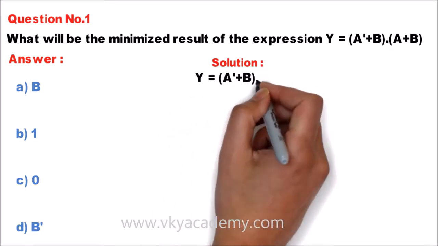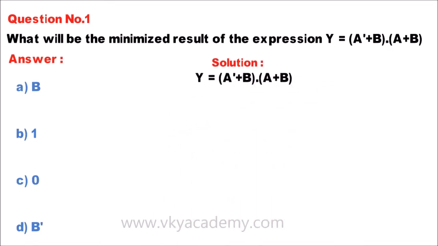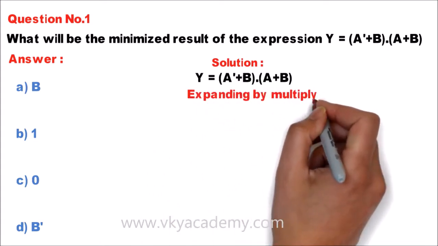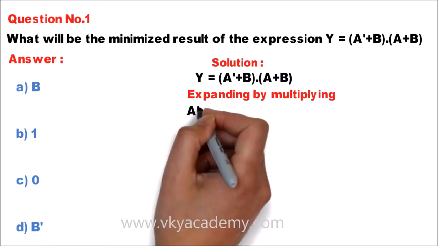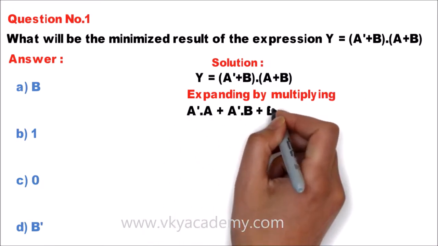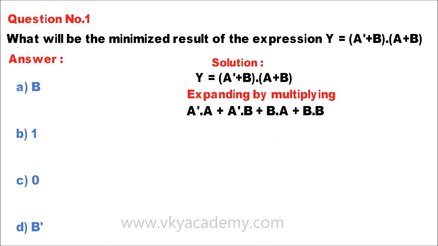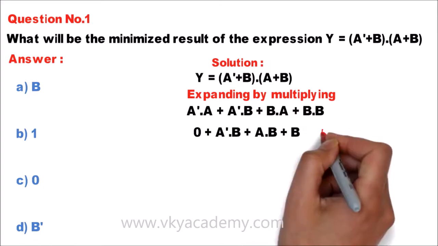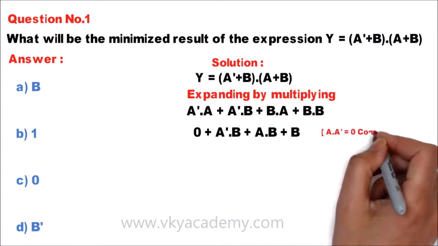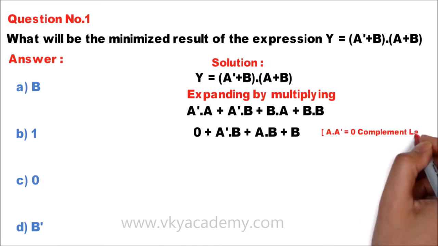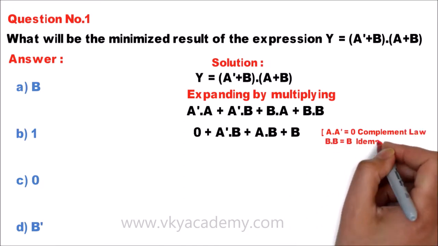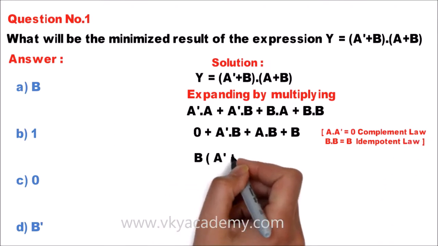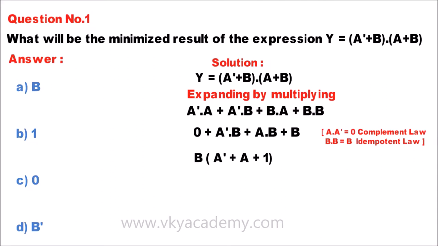Write down the function y is equal to (a complement plus b) dot (a plus b). The first step will be expanding by multiplying these both the terms. Now it will be a complement dot a plus a complement dot b plus b dot a plus b dot b. Now we know a dot a complement is always equal to 0 and b dot b is always equal to b. Now the equation will be a complement dot b plus a dot b plus b.